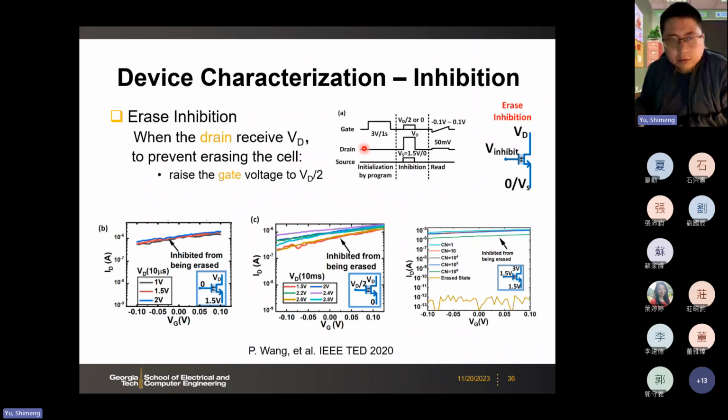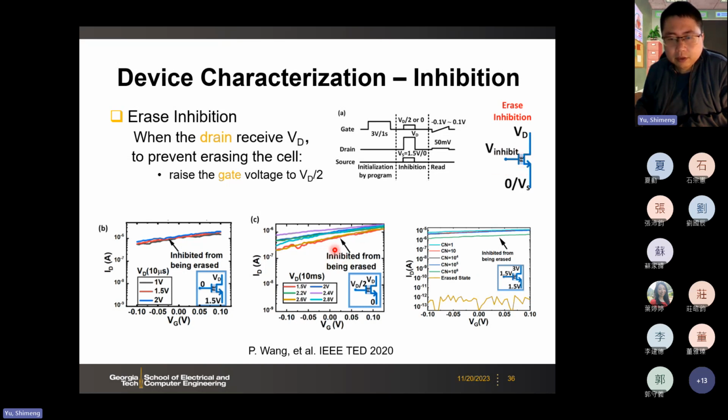Here, not only the erase, but we also need to consider the unselected cells in the array, because in the array you have some cells to be programmed or erased, but you have other cells along the same word line or along the same bit line, and those will be unselected. Those cells need to be inhibited from being programmed or erased. So here we have to inhibit. For example, we apply an inhibit voltage, like half of the drain voltage, to the gate. Then this cell will not be erased.